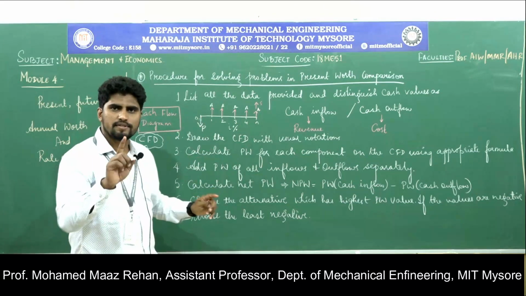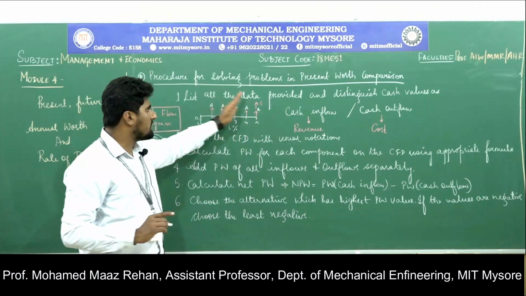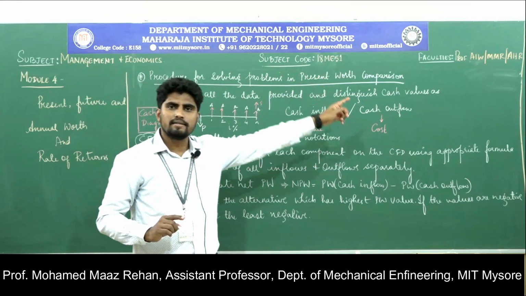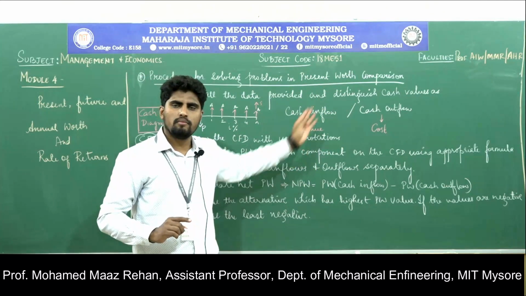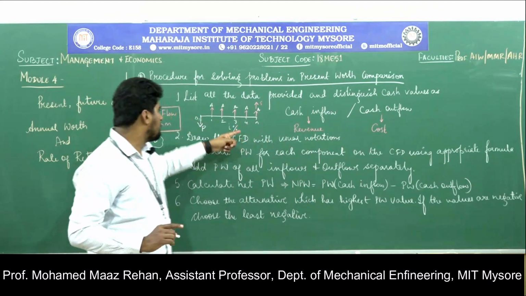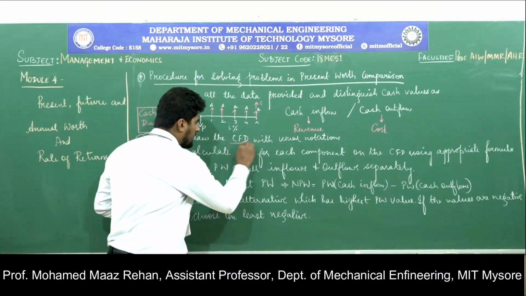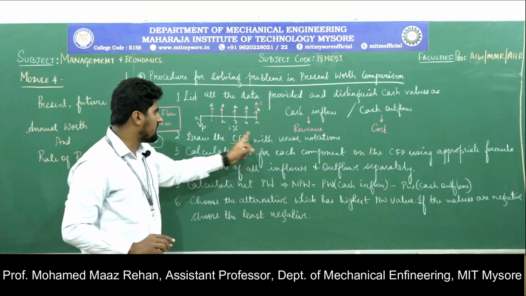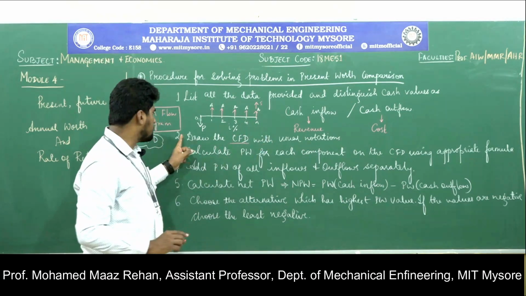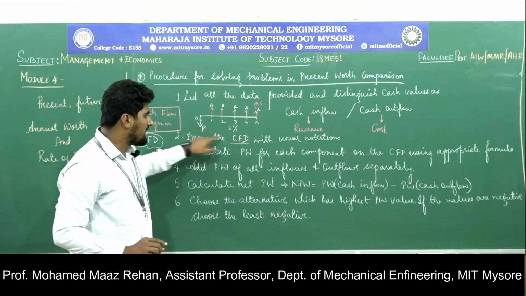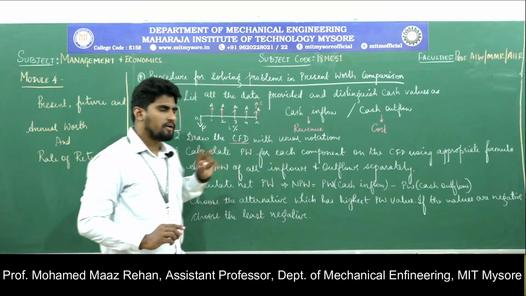Okay, the first step: you have to list all the data and you need to understand what is cash inflow and what is cash outflow. Then you have to plot this cash flow diagram, abbreviated as CFD, with usual notation. Next, step number 2 is to draw the cash flow diagram with usual notation.